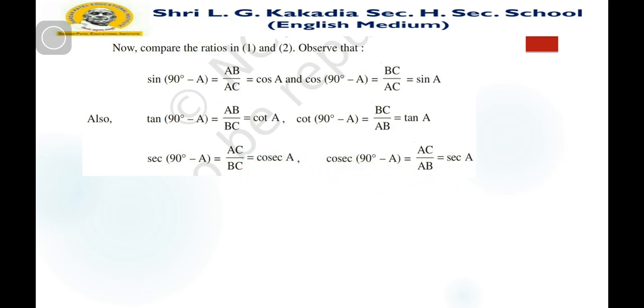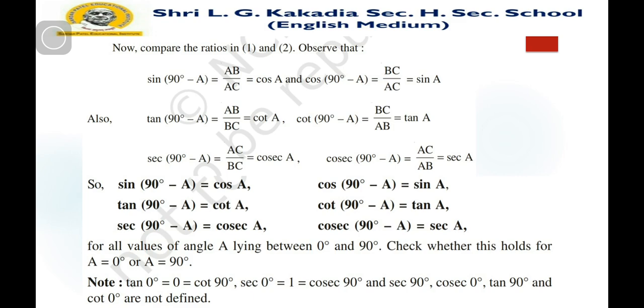So in this way we can define the trigonometric ratios of complementary angles. So we have sin 90 minus A, which is equal to cos A. If there is any value, such a value is given that sin 90 minus A, that is any one angle, so we can easily write cos A instead of that.